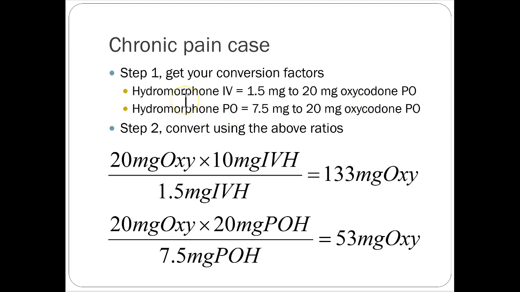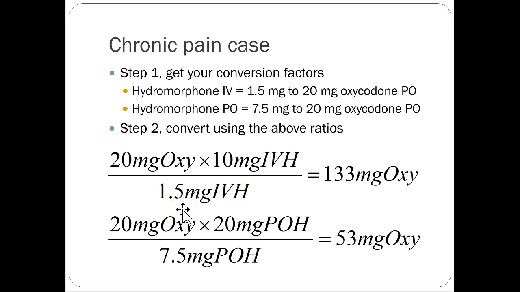So anyway, you have hydromorphone IV set up here, conversion. We've got 20 milligrams of oxycodone, and then our conversion here is going to be the total he's using in IV hydromorphone, which is 10 milligrams IV, and then putting our conversion factor on the bottom here. And really it's about canceling out your units. So if you cancel out your IV hydromorphone, you end up with just milligrams of oxycodone. And oxycodone is only PO, right? There's no IV form of it. So 133 milligrams oxycodone equals the IV amount that he's been getting in hydromorphone.